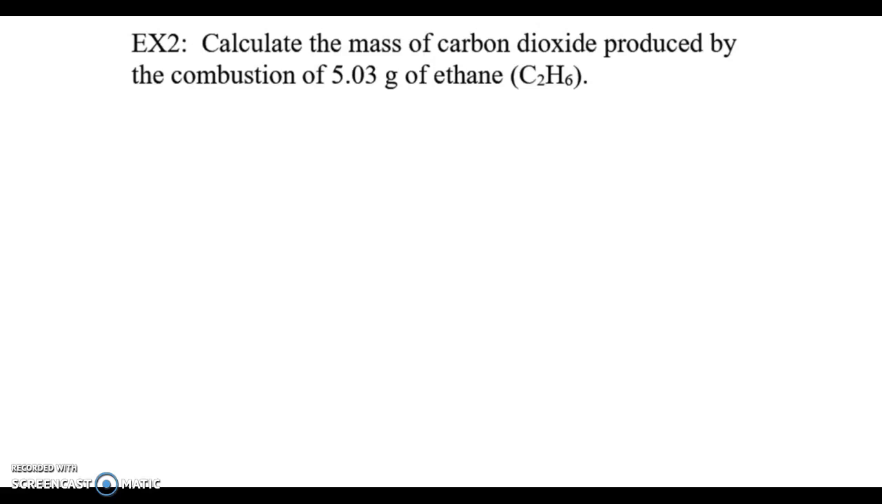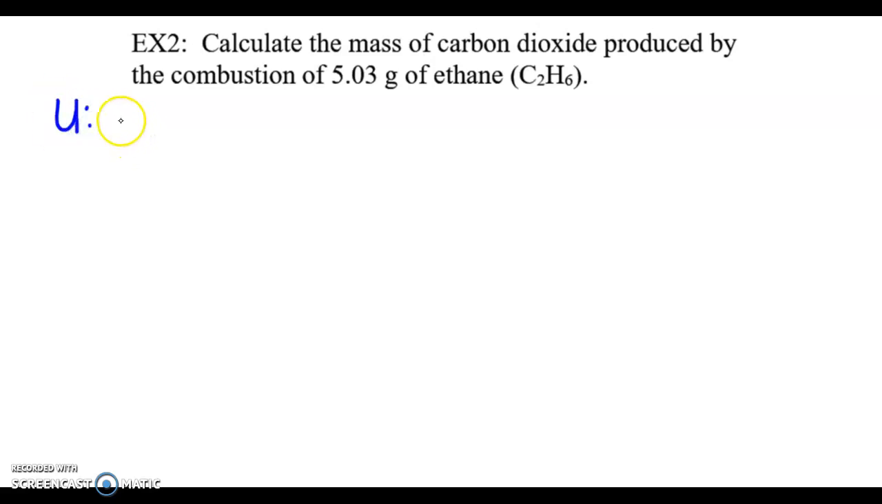Hello chemistry students. In this video I'm going to continue the stoichiometry notes with the second example, and we'll work through this. So this one asks us to calculate the mass of carbon dioxide produced by the combustion of 5.03 grams of ethane. So let's start out and set up our problem.